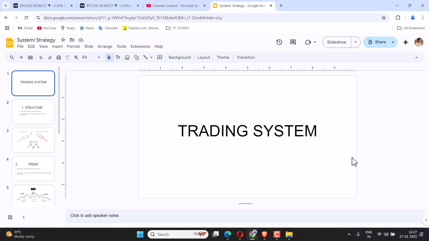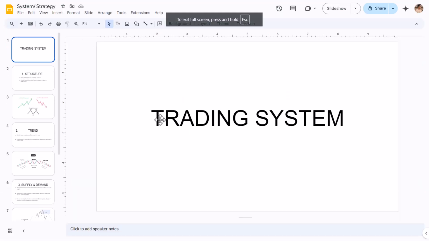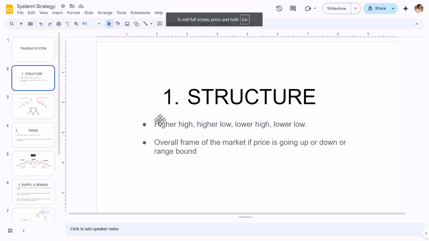So let me click on the next slide. I think I could maybe click on the full screen. Yeah, sorry guys, bear with me. So the first aspect of my trading system is going to be structure. You might wonder what I mean by structure. So let me get to an example for you to better understand.